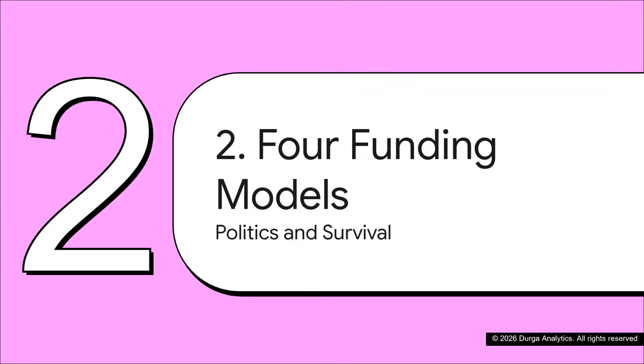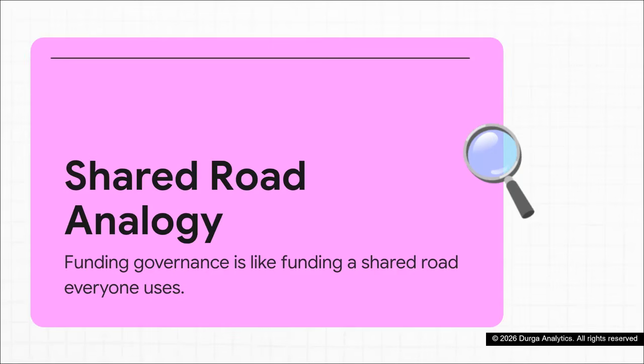Okay, moving right along to Section 2, the 4 governance funding models. To really wrap our heads around these models, we're going to use a brilliant and honestly super helpful analogy. I want you to think of funding governance like funding a shared road that absolutely everyone in your company uses. Every department is out there driving their data vehicles on this road. So how exactly do we pay for its upkeep?